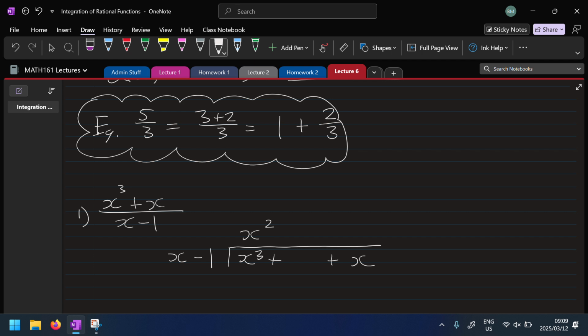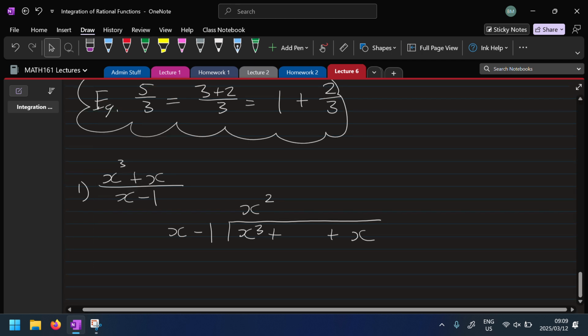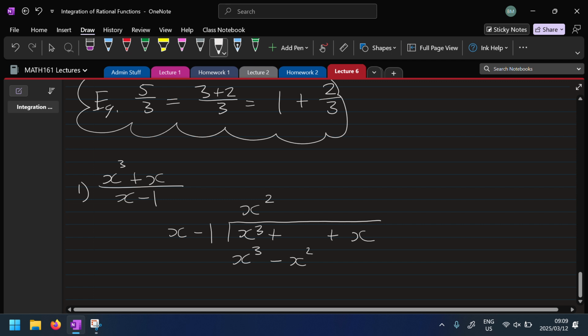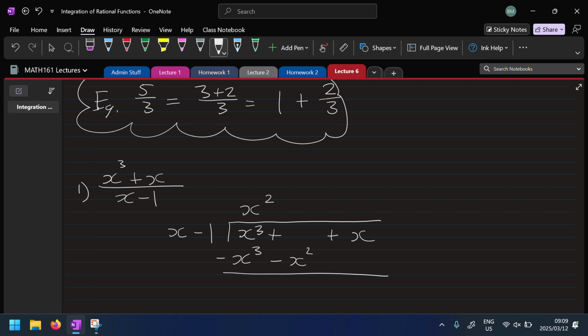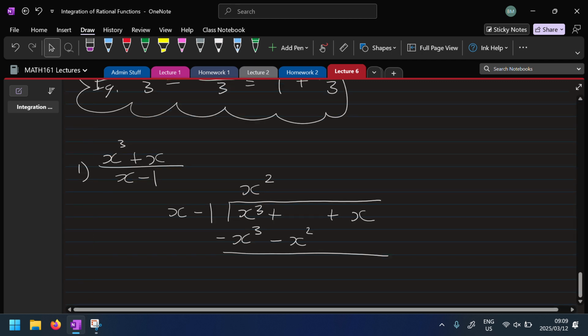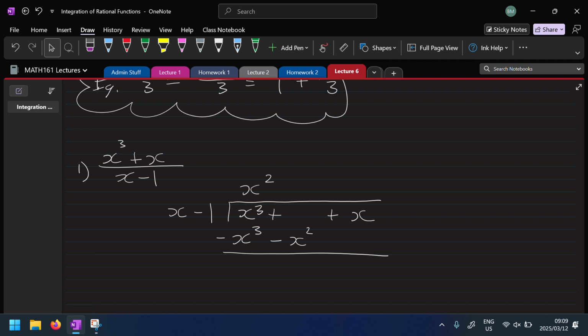Okay, so we've got that. X squared times x minus 1. That's going to be x cubed minus x squared. And then we subtract them. And then we continue the process. So x cubed minus x cubed, that's a 0. You can put a 0 or you can leave it blank. Then we have 0 minus x squared. That's going to be x squared. And then we do the carry. Everyone remember the carry? Yeah, good.